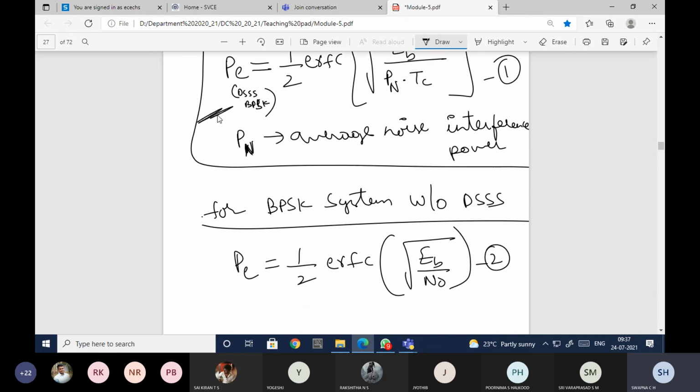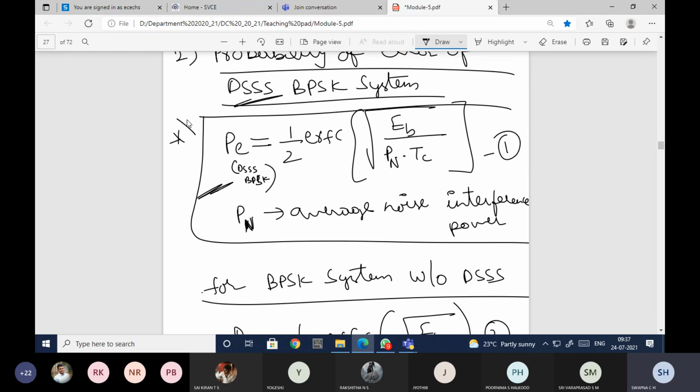This is with spreading techniques and this is without spreading. This we have derived, but here you need not derive. You can directly remember this equation. According to your syllabus you need not derive; you have to just know the probability of error. In the probability of error with DSSS, EB is energy per bit, and PN and TC come into the picture. TC is the chip duration. PN is the average noise interference power. P indicates power, and the suffix N indicates it is the noise interference power.